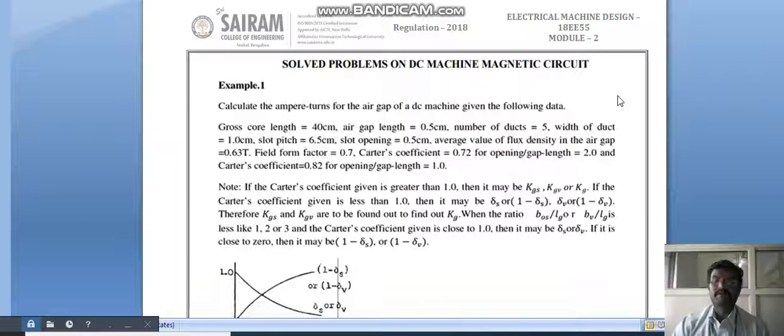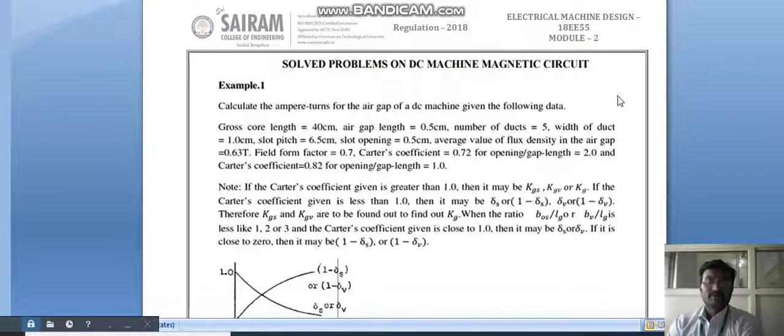Field form factor 0.7. Carter's coefficient is 0.72 for opening per gap length equal to 2, and Carter's coefficient 0.82 for opening per gap length equal to 1.0.